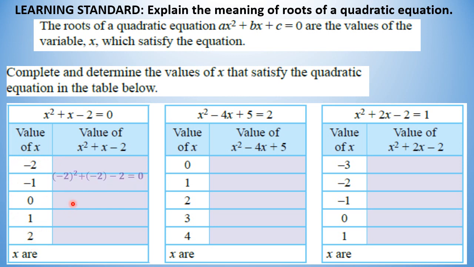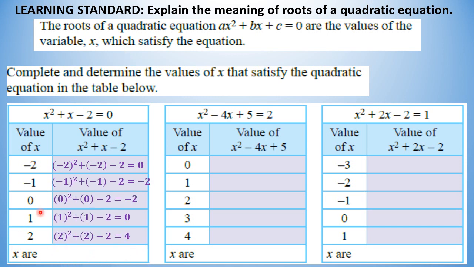After that, this is the value of x, so you just substitute negative 2 into this quadratic equation, and then after you get the answer, this is the left hand side. If your answer equals the value on the right hand side, that means the value of the variable x satisfies the equation. Okay, so the first one, because this is equal to 0, equal to the right hand side, this value of x, negative 2, satisfies the equation.